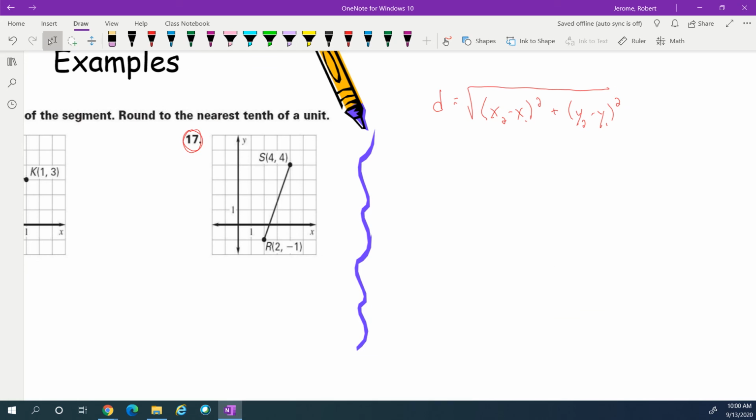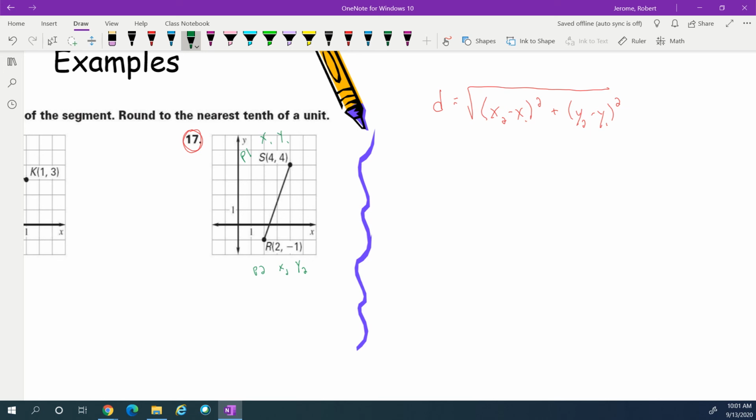I'm going to call S point 1, so that's x1 and y1. And I'm going to call R point 2, x2 and y2. Remember, it's the x and y of point 1 and the x and y of point 2. Since this segment is on an angle, I can't just count. From R to S, it's 2 over, and it's 1, 2, 3, 4, 5 up. So I can count those parts, the rise and the run, and that's all.